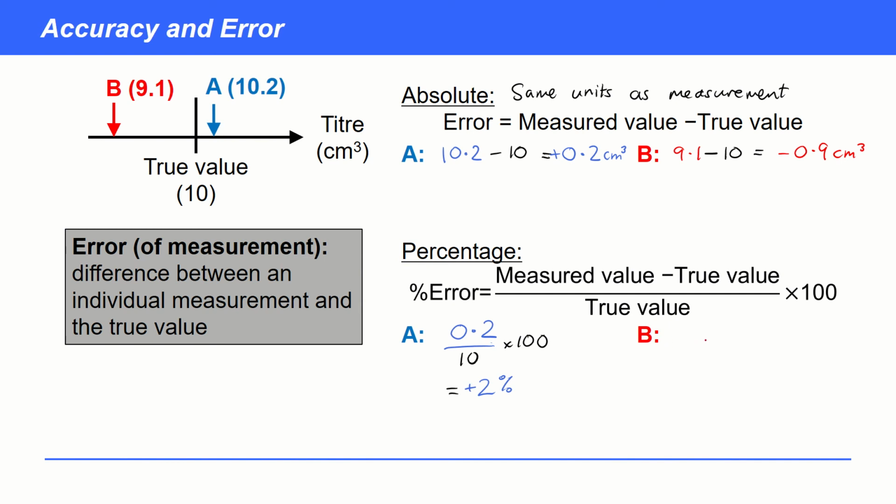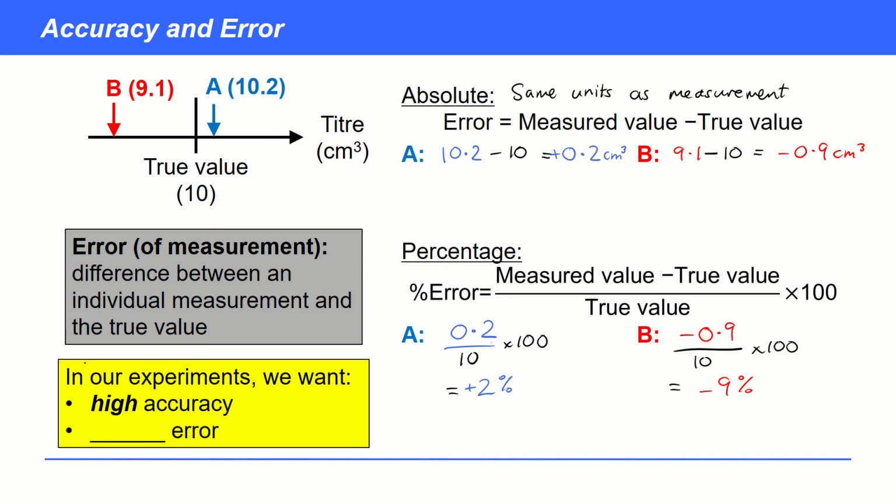And in the case of B, you might want to pause the video and try this. We've got minus 0.9. We're going to divide that by our true value of 10 and times 100, and the result comes out at minus 9%. And the percentage error is really useful because depending on the size of the true value, a particular absolute error might be good or bad. And really, a percentage gives you a better idea of how accurate your experiment is.